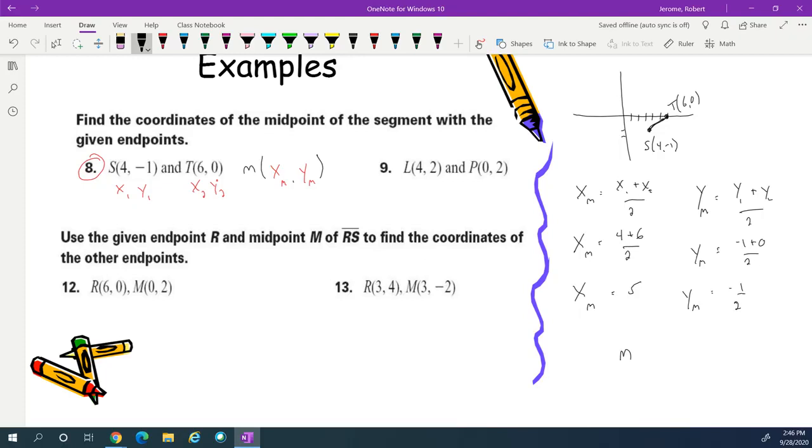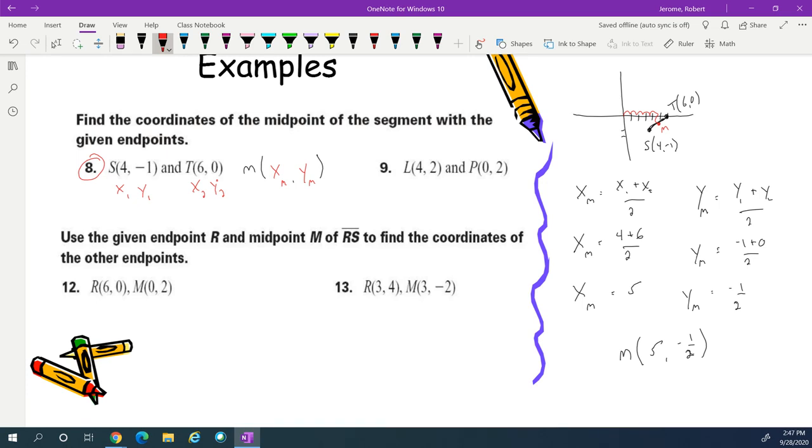So my midpoint is 5, -1/2. And I can go to my graph and make sure that that makes sense. 1, 2, 3, 4, 5, down 1. Yeah, that makes sense for my graph. Now, I might not have guessed those values from my graph, so I have to do it algebraically. And again, notice we did the same exact thing twice, once for the x's and once for the y's. It's exactly what we did for the number line.